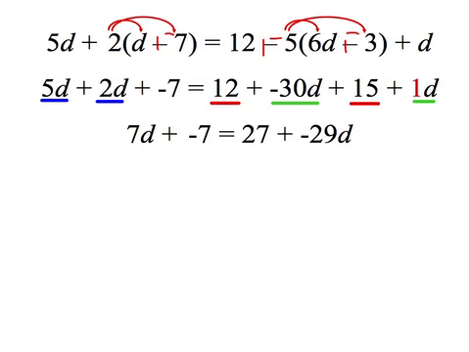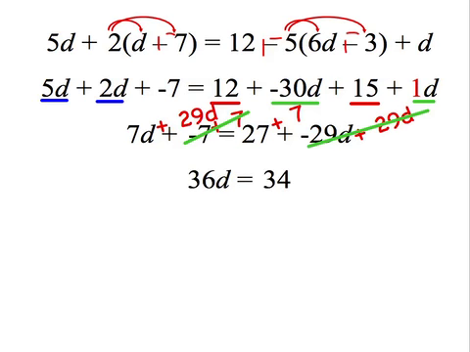Well, let's do the combining of terms. And now we have two terms on each side. So our next step is to add negative 29d and a 7 to each side. Find the pairs of opposites, mark them out, do the arithmetic, divide both sides by the coefficient of d, which is 36, and this one is best expressed as a fraction in lowest terms. D is equal to 17/18.